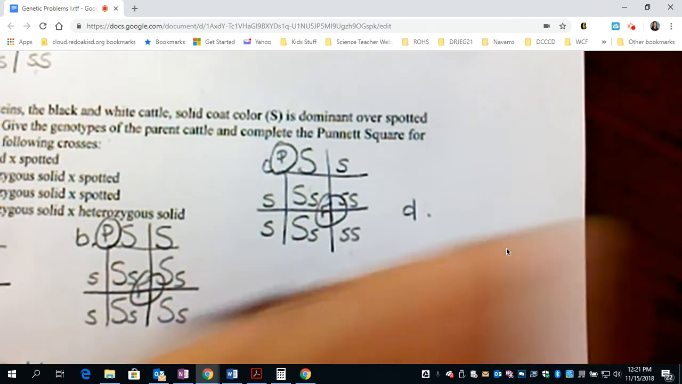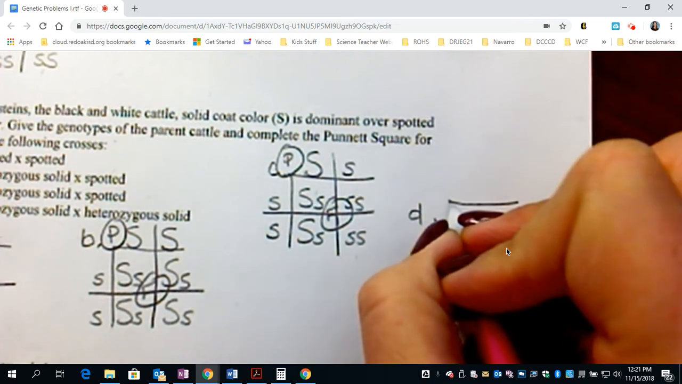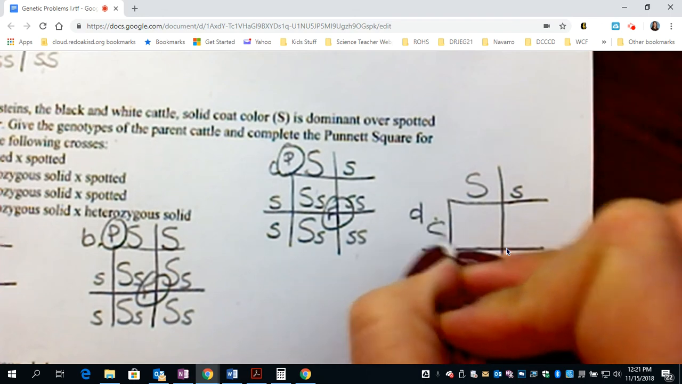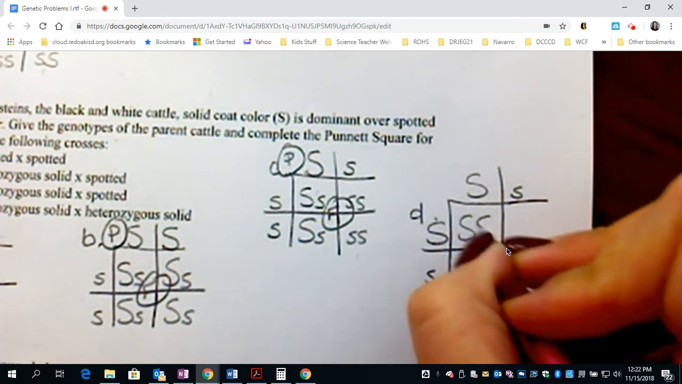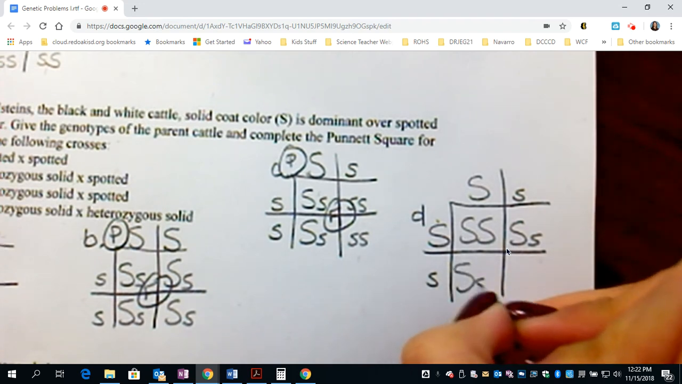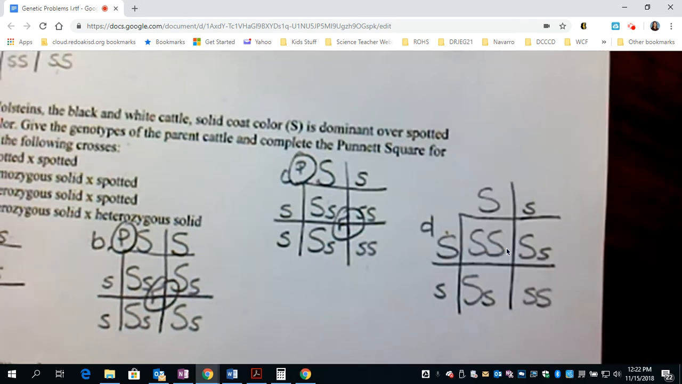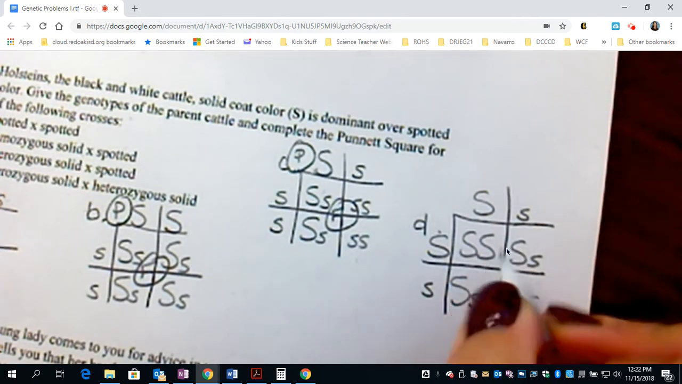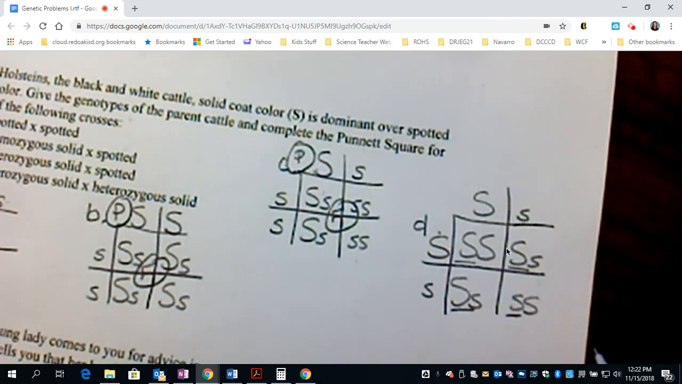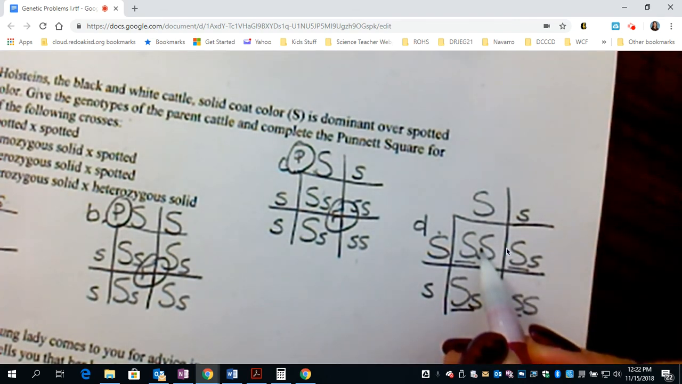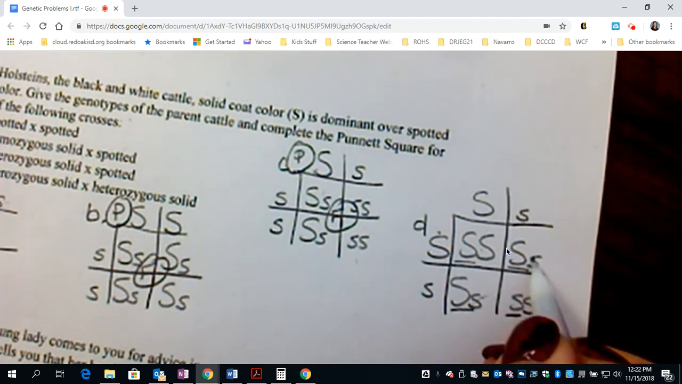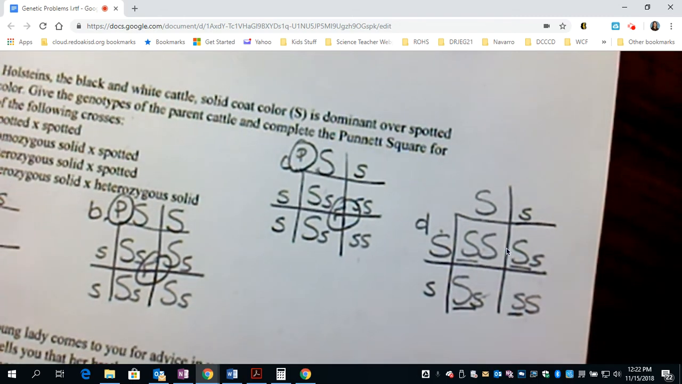Last example says heterozygote solid is crossed with a heterozygote solid. So heterozygote means 1 of each. So in that case, if we're going just on phenotypes alone, this is solid, solid, solid. This one's spotted. If we're going on genotypes, I have 1 homozygous solid, 1 homozygous spotted, and 2 heterozygote solids.